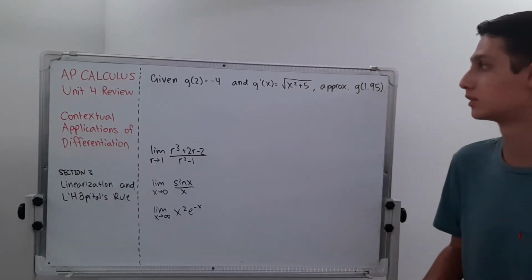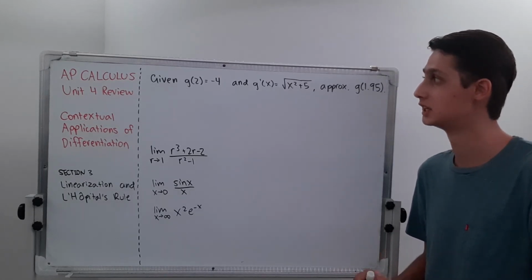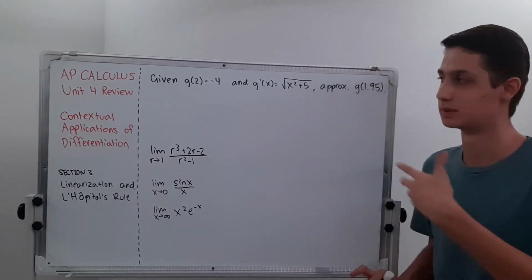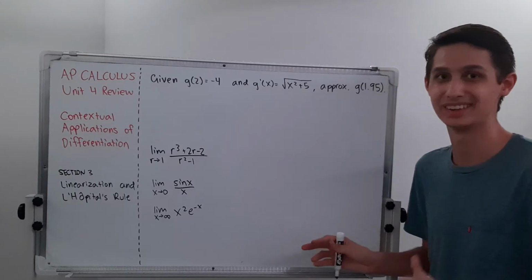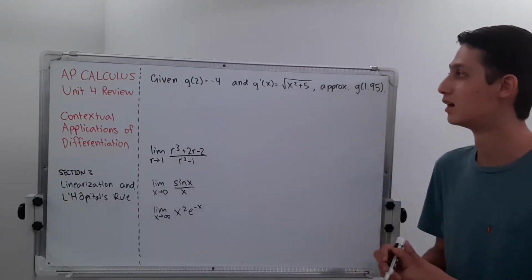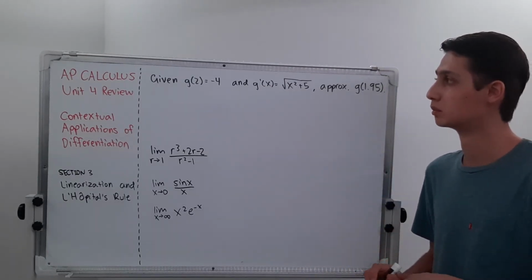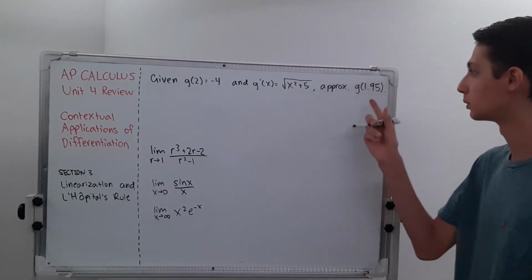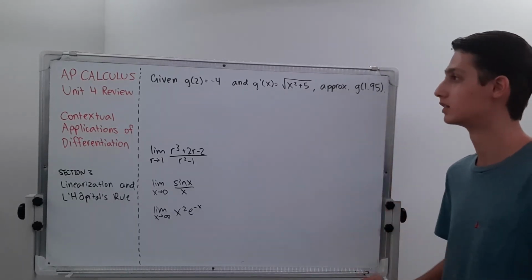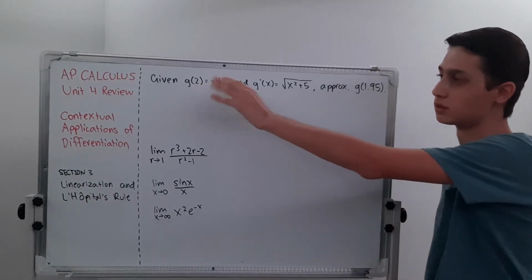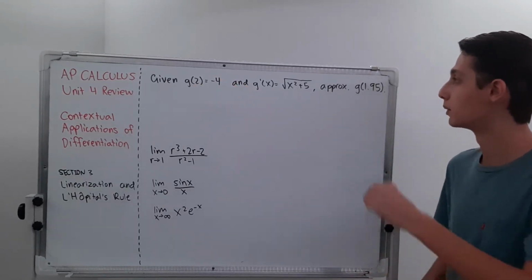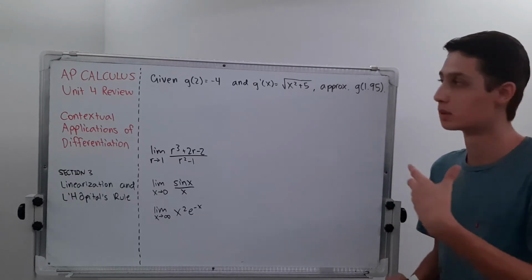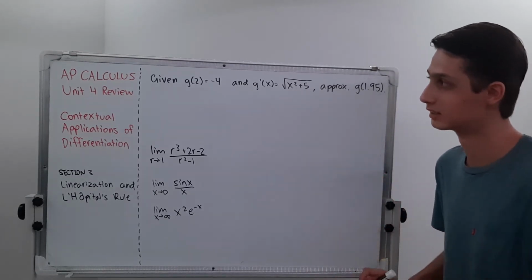It doesn't give us the function g, and it's not like we can find it. I mean, we can if we know a little more calculus, but right now we cannot. So we're not going to actually find what g is. It's not going to help us. We want to approximate what g of 1.95 is. We know that g of 2 is negative 4, so it's going to be around negative 4, but we want to do a little bit better than that. And so what we can do is this process called linearization.